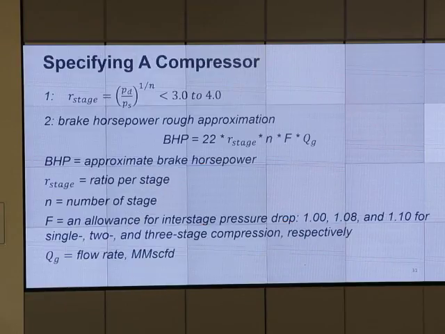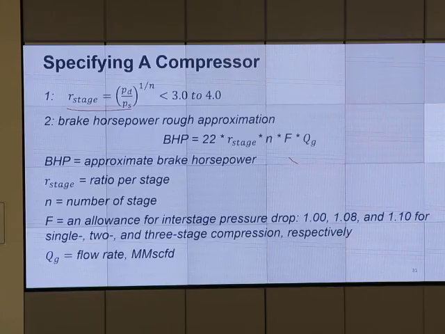Okay, calculation. You like this one? This one will not be in this exam, but should be in the next exam. Okay, specifying a compressor. So when we do compression ratio per stage, it should be less than 4, or less than 3 is good.